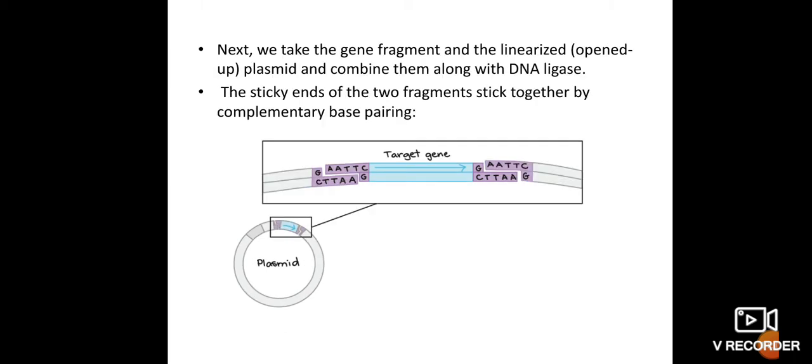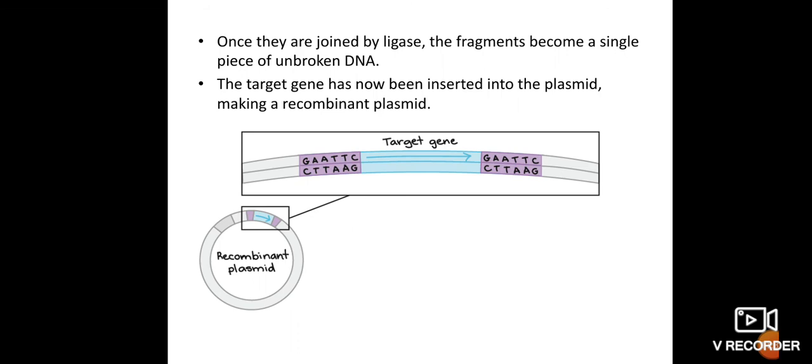Next, we take the gene fragment and the opened up, linearized plasmid, and combine them along with DNA ligase. The sticky ends of the two fragments stick together. See here, you can see the sticky ends have stuck together by complementary base pairing. Once they are joined by ligase, the fragments become a single piece of unbroken DNA. The target gene has now been inserted into the plasmid, making a recombinant plasmid. So, this is what has happened.